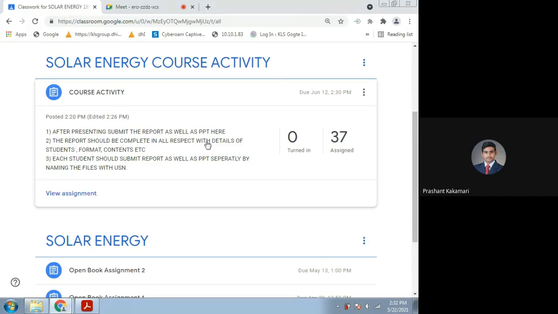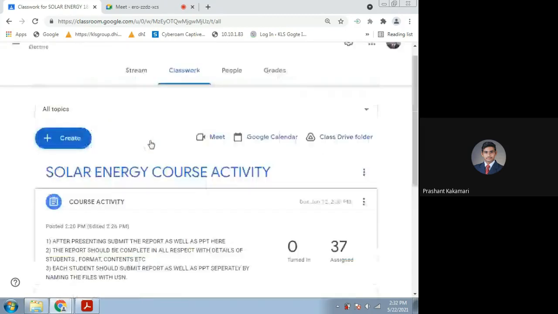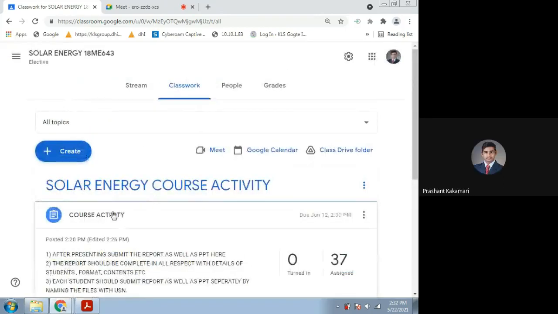And the report should contain all the details like front page, certification, conclusion part. All these things should be in proper format. The contents should be the same because one batch has presented the same PPT. There's no change. Once you prepare the report and other things, you submit in this course activity part. Is that clear? So I can enter the marks here only and I can put it in DHL.